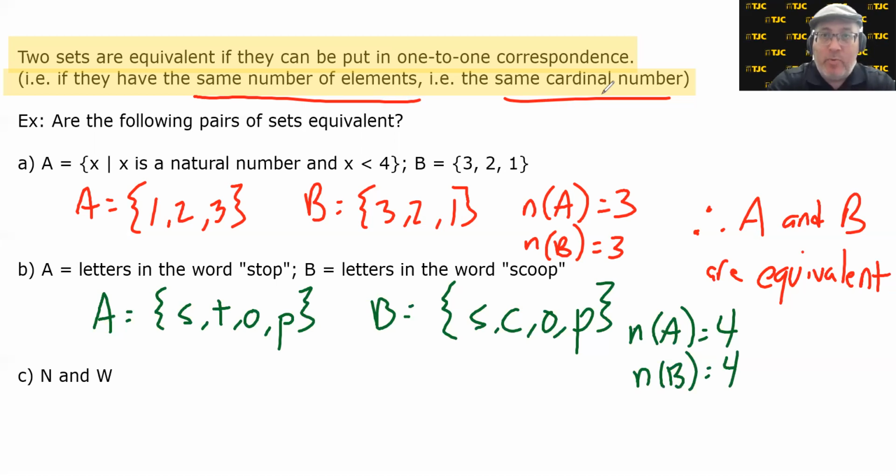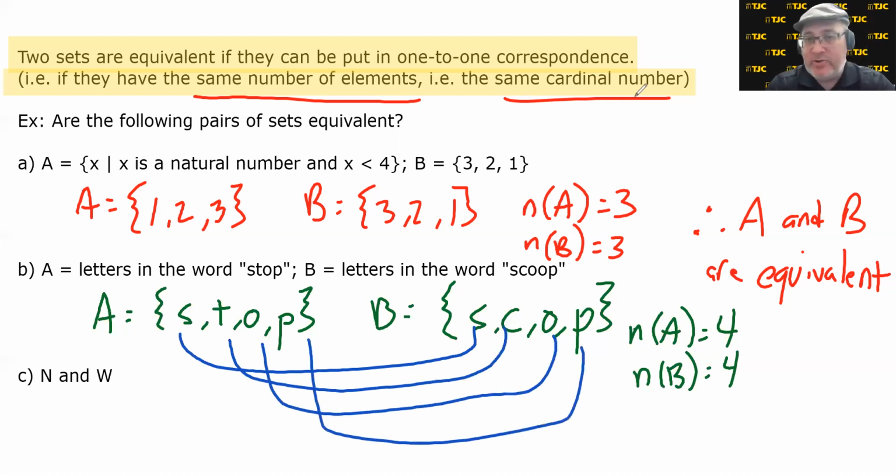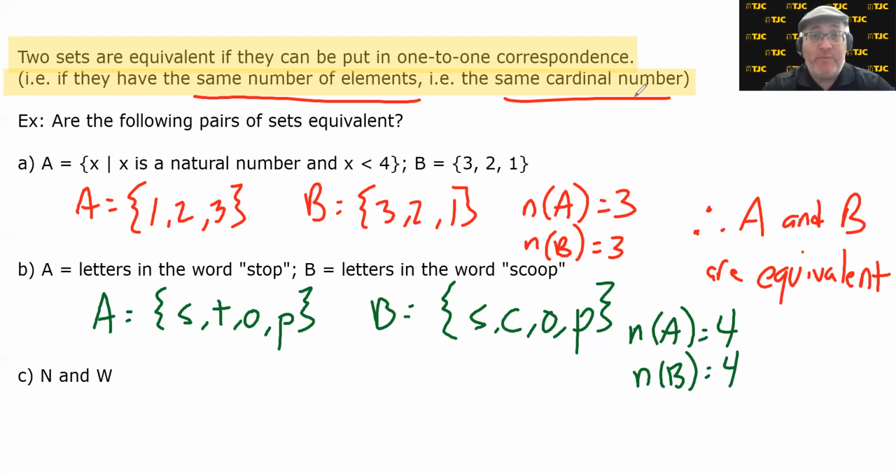The cardinality of B is equal to 4. You could put them in one-to-one correspondence, match the S with the S, the T with the C, the O with the O, and the P with the P. So there's the one-to-one correspondence. Or you could just say that they both have 4 elements. So yes, they are equivalent as well. And since I introduced the therefore, let's go ahead and keep using it. Therefore, A and B are equivalent. They have the same number of elements.